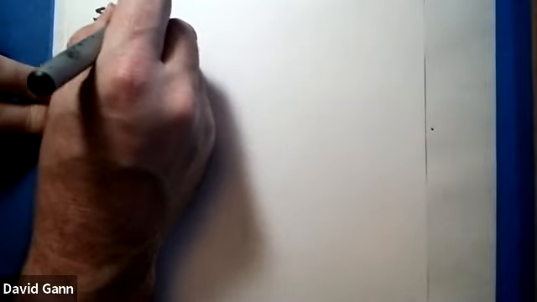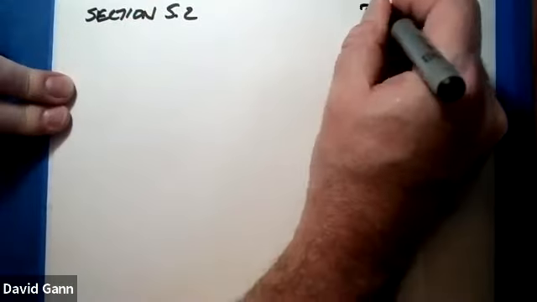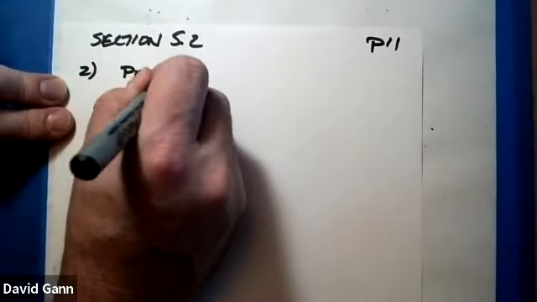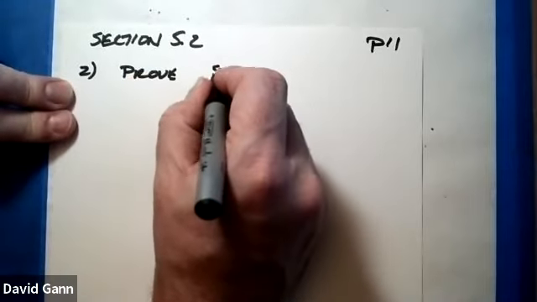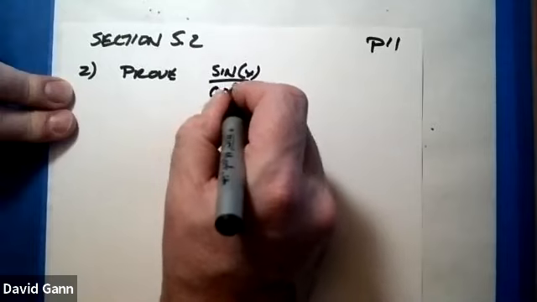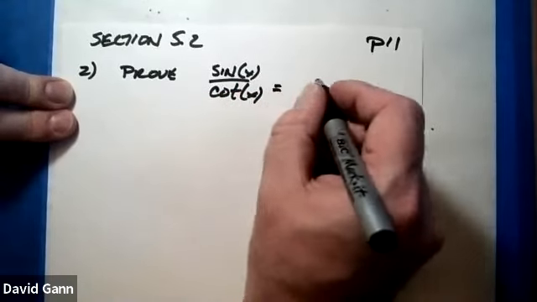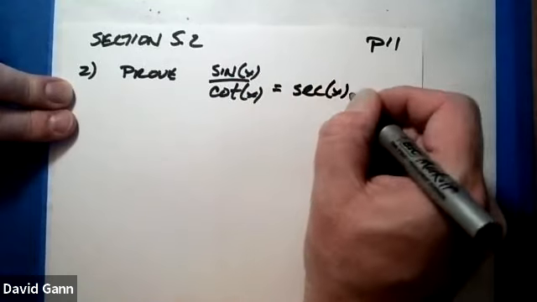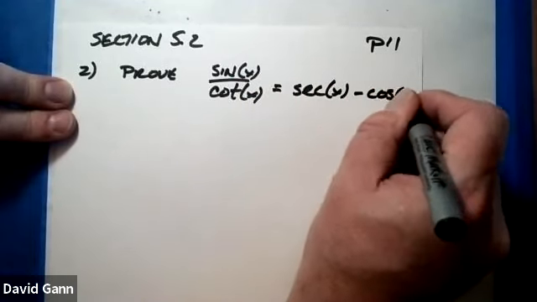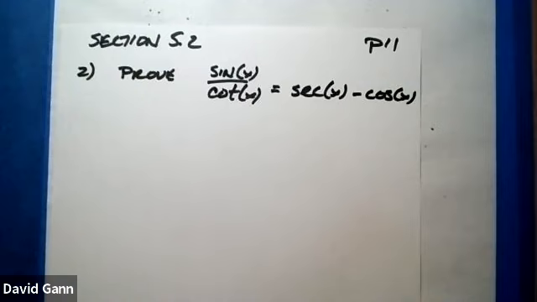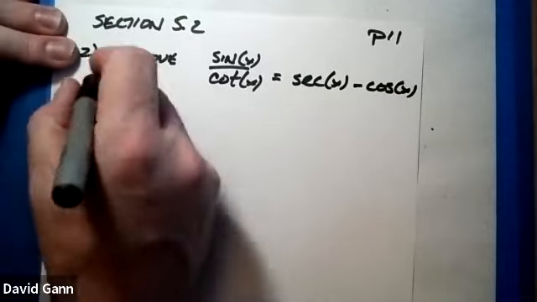Okay, I'm going to do another real quick one here. This is, again, section 5.2, page number 11. Second example, let's prove that sine of x over cotangent of x is in fact equal to secant of x minus cosine of x. And similar to the last one, the argument here is that division is more complicated than subtraction. So I'm going to start with the left-hand side.